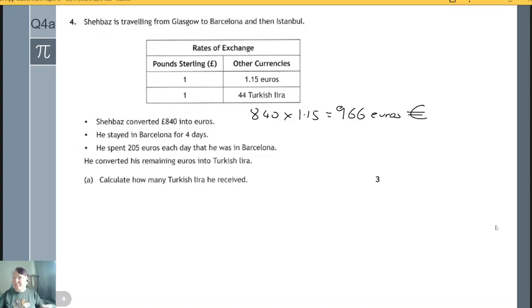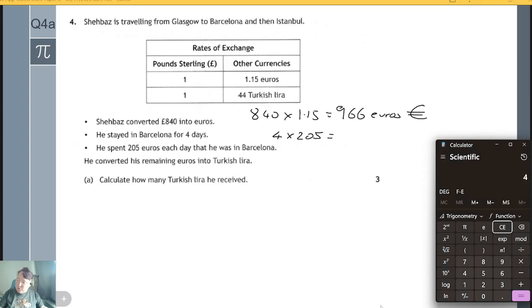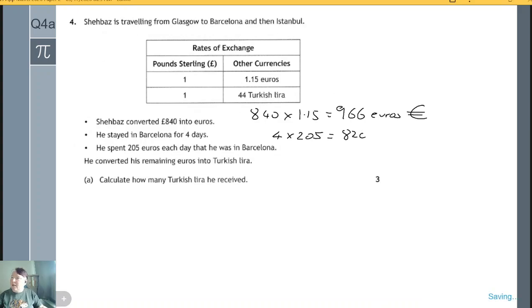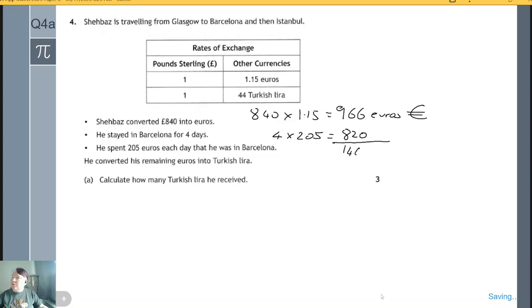It's all good. He stayed in Barcelona for 4 days, so we've got 4 lots of the 205 euros he spent each day in Barcelona. So that is, again, you can work this out in your head, but 4 times 205, what's the point in risking making a silly mistake? 820, that's what he spent. So what's he got remaining? We're going to take away, so 966, take 820, 146 euros remaining.